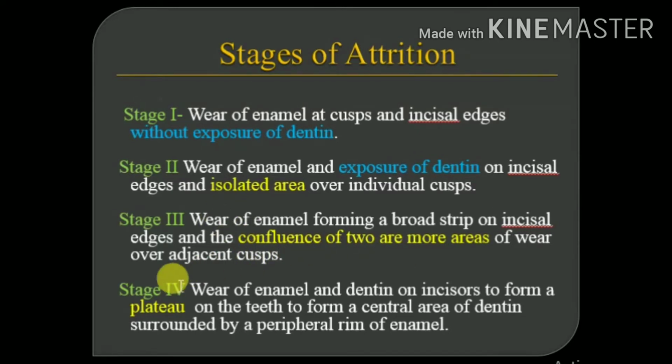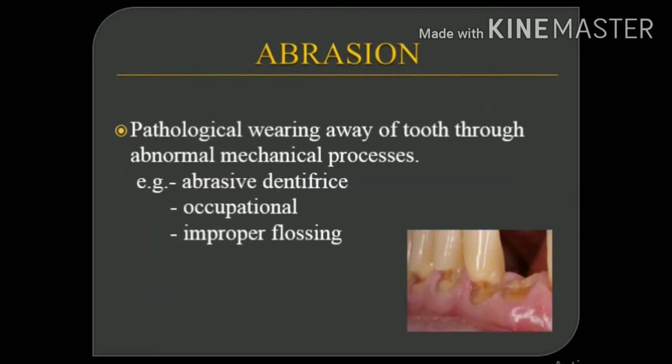And we have stage 4, where the wear of enamel and dentin on the incisors forms a plateau on the teeth, with a central area of dentin surrounded by a peripheral rim of enamel. There is just a thin peripheral rim of enamel, and entirely it is a plateau with the central areas of dentin. Moving on to abrasion.